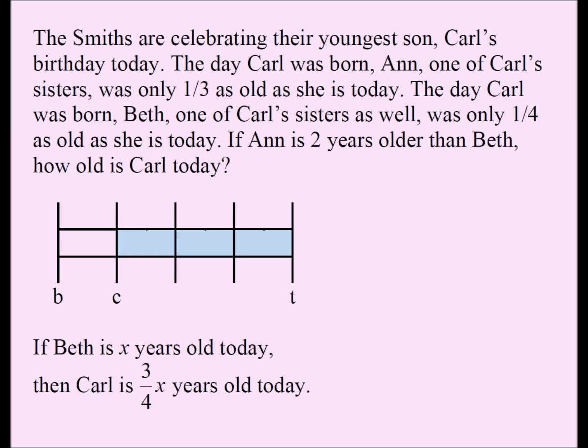Okay, let's interpret the second statement. The day Carl was born, Beth, one of Carl's other sisters, was only 1/4 as old as she is today. Okay, so this is Beth's lifespan. Beth was born, today, Carl was born. And we're talking about 1/4, so I'm going to take Beth's entire lifespan and cut it into fourths.